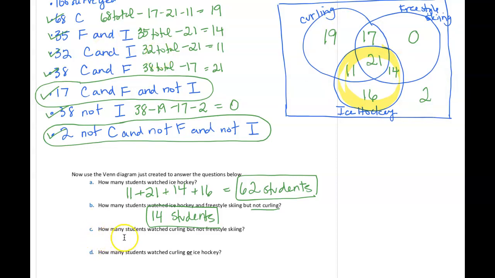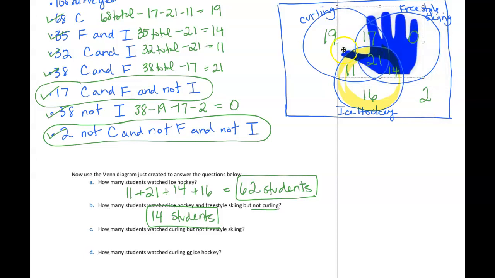Part C, how many students watched curling but not freestyle skiing? So yes, inside the curling set, but I'm going to hide the freestyle skiing set. So inside the curling set would be 19 and 11, but hiding anything in the freestyle skiing set, so 19 and 11 would end up being 30.